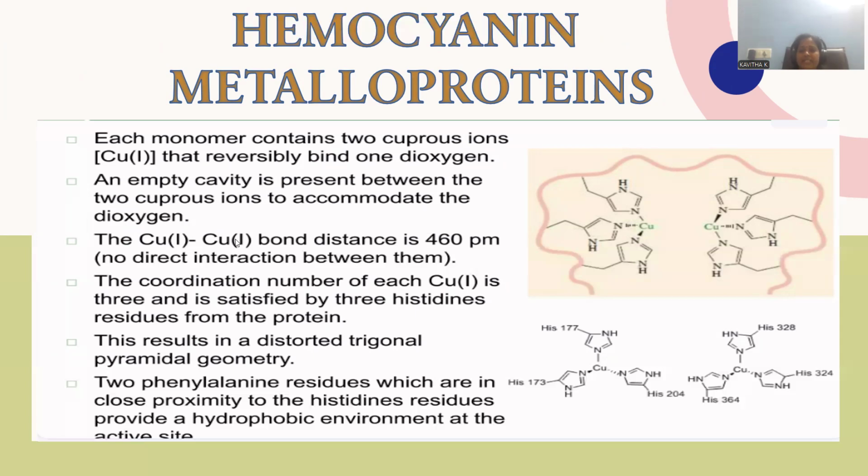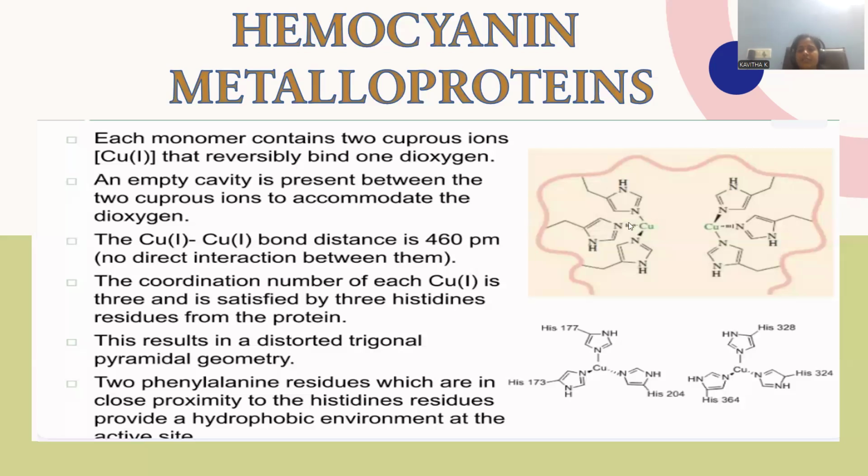Copper plus one is designated as cuprous, and the distance is 460 picometers. There is no direct interaction between them. If you observe the distance between the two coppers which are adjacent side by side, it is measured as 460 picometers. The coordination number of copper plus one is 3, satisfied by 3 histidine residues which take part in the protein, right? So the coordination number is 3 only.